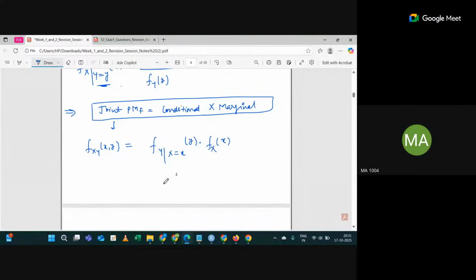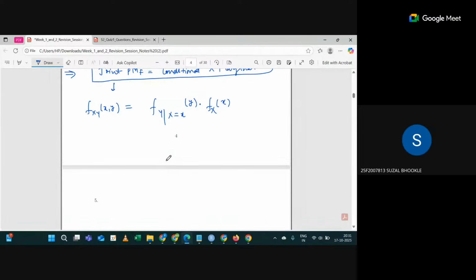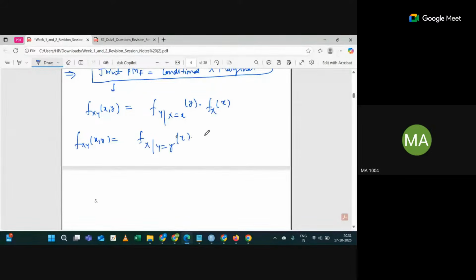Let's change this. Can I say f of X given Y equal to y at x, into f_Y of y? I can write it both ways, right? Would you agree with me?